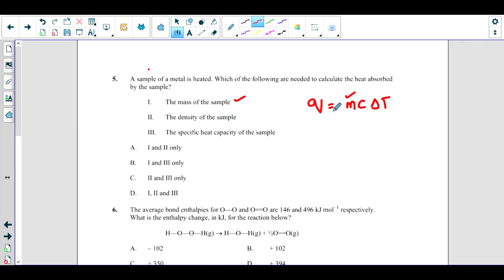The density is not mentioned here. You don't need density to calculate the heat. The specific heat, yes, you need it. So what's the correct answer? 1 and 3.